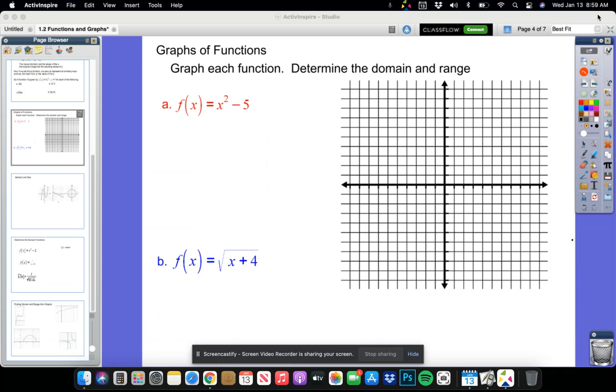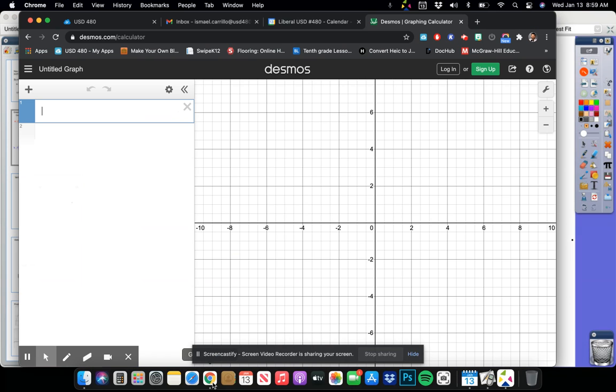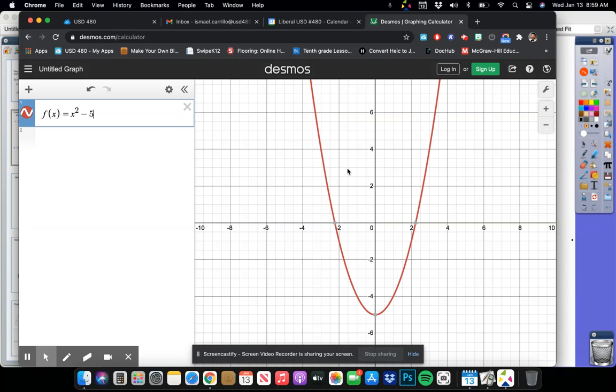So our first problem, it was f of x equals x squared minus 5. So let's look at that. We put f of x equals x squared minus 5. And this is the graph. So we say, hey, what's the domain and range? The range is really easy, so let's look at the range first.